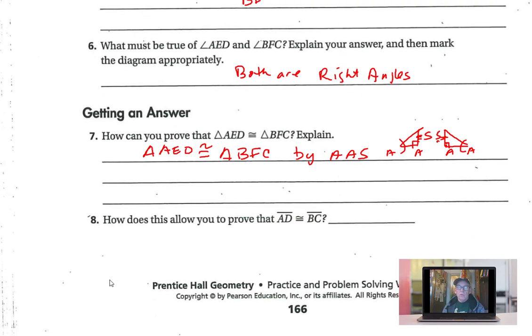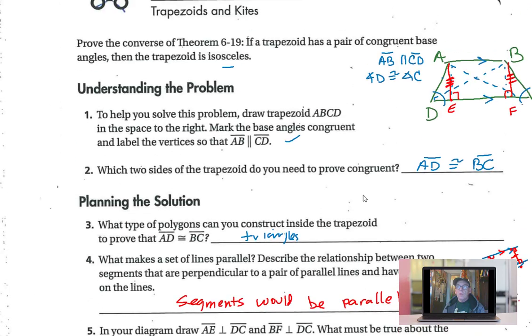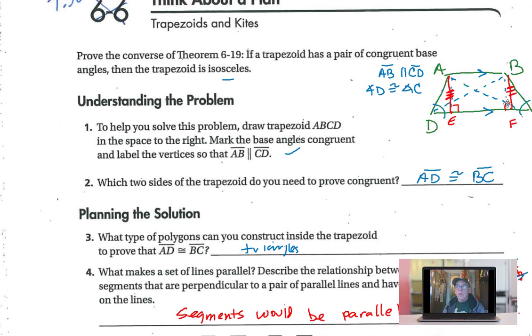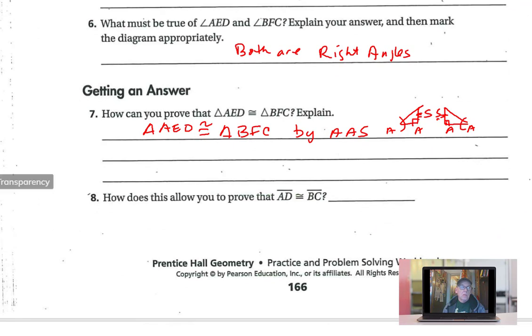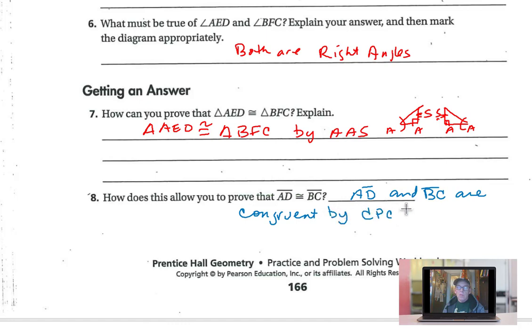And then how does this let you prove that AD is congruent to BC? Well, once these two triangles are congruent by angle, angle, side, AD and BC are congruent because those are corresponding parts of congruent triangles. So we could say that AD and BC are congruent by CPCTC. And we're done.